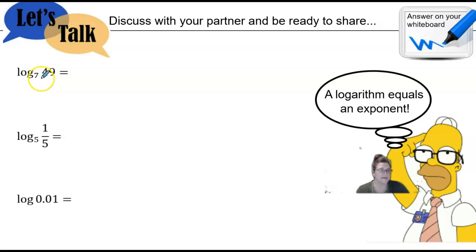So the log base 7 of 49 is asking 7 to what power equals 49. And we know that 7 squared is 49. So if I rewrite that 49 with a base of 7, then x equals 2. So the log base 7 of 49 is 2.